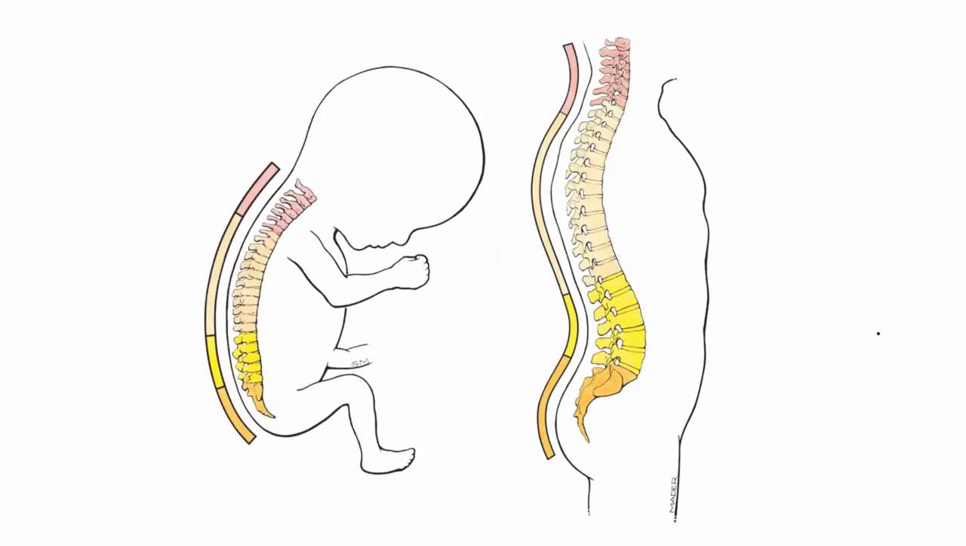So the vertebral column, originally in this particular view, one can see what the configuration is like in the embryonic and fetal state. So there is a single curvature that is concave anteriorly, and that is called a primary curvature.